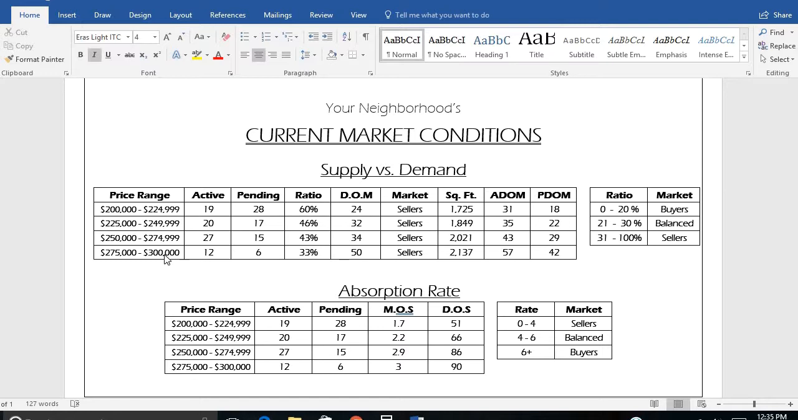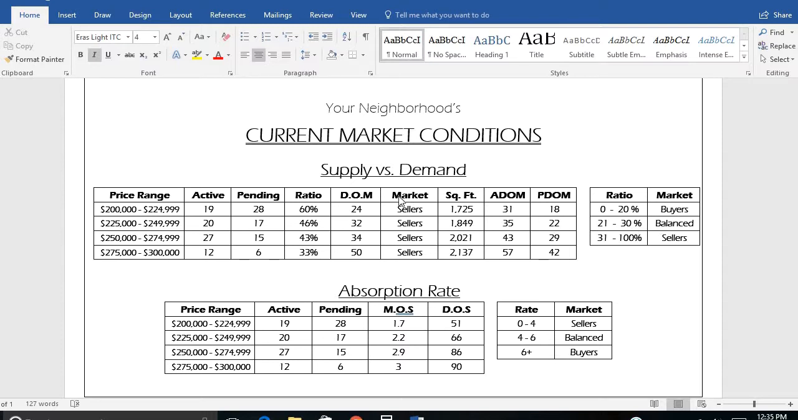Okay. All right. So what this analysis is going to illustrate to us is we're going to look at how many houses are available, the active, how many are under contract. We're going to do a little math equation I'll share with you. It gives us a ratio. If we look over here on the far right, we have a legend, and that tells us, based on our percentage, the ratio, what kind of market it is.